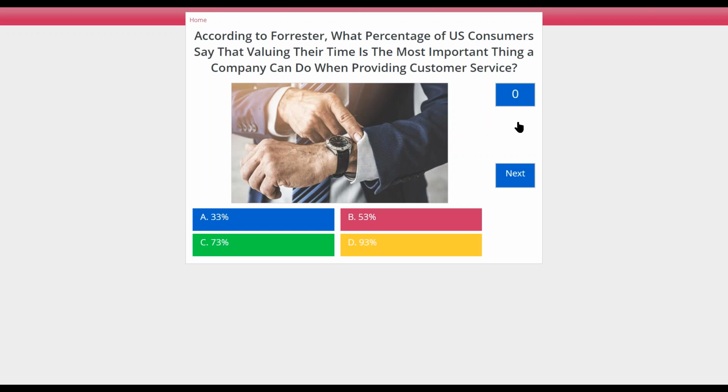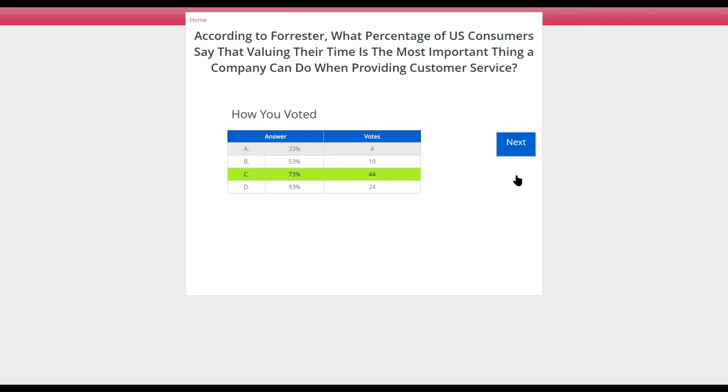So second question, according to Forrester, what percentage of US consumers say that valuing their time is the most important thing a company can do when providing service? Is it A, 33% of consumers, B, 53%, C, 73%, or D, 93%? So which percentage of US customers say valuing their time is the most important thing a company can do?